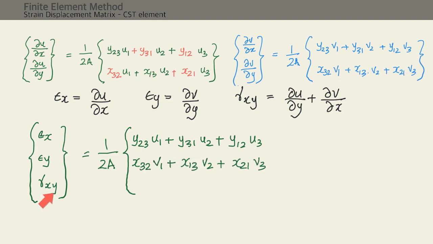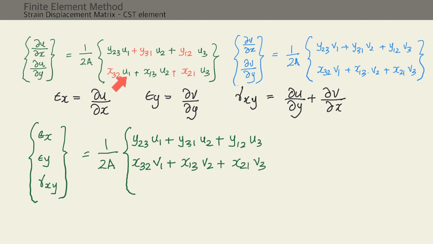Last we have gamma xy, that is dou u by dou y plus dou v by dou x. Dou u by dou y you get as 1 by 2a into this line, and dou v by dou x is 1 by 2a into this line. So you have to sum these two and write it over here. So when I sum this, dou u by dou y contains u1, u2, u3 terms, and dou v by dou x contains v1, v2 and v3 terms.